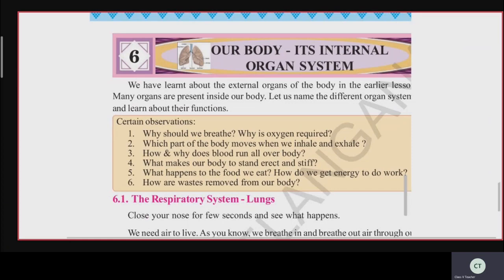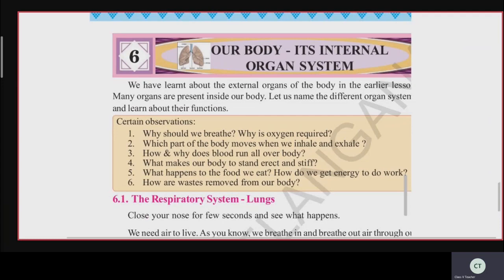Why should we breathe? What a wonderful question. Why should we breathe? To live. Why is oxygen required? Second question.